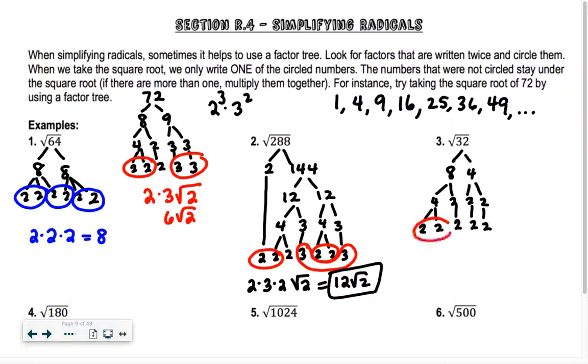So how many pairs do we have? We have a pair of 2's there and a pair of 2's there. So how many 2's on the outside and how many are on the inside? 2 2's on the outside, 1 2 on the inside. So our answer is 4 root 2. Does this make sense how we did this?